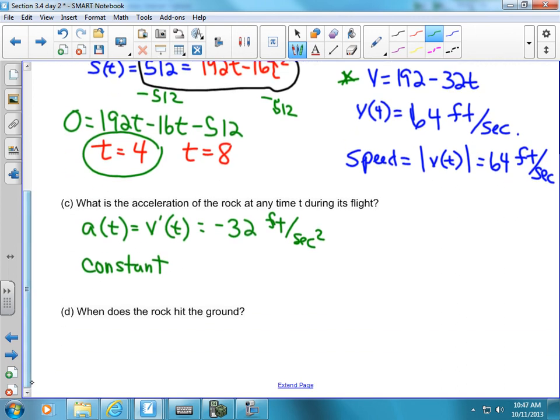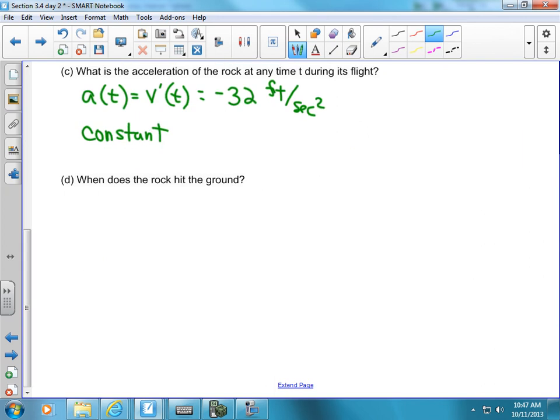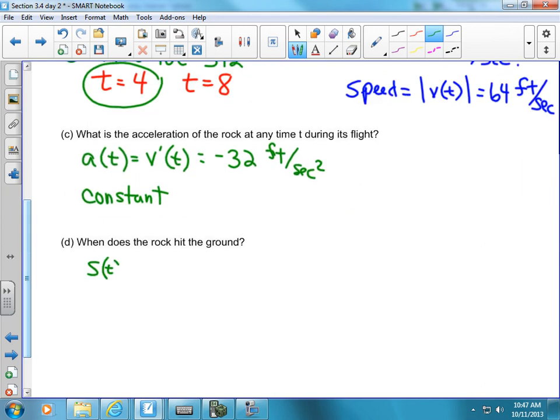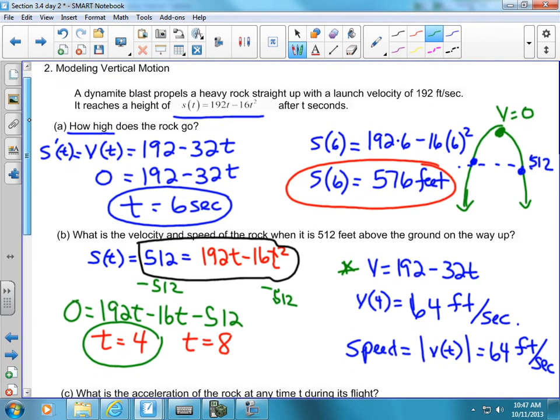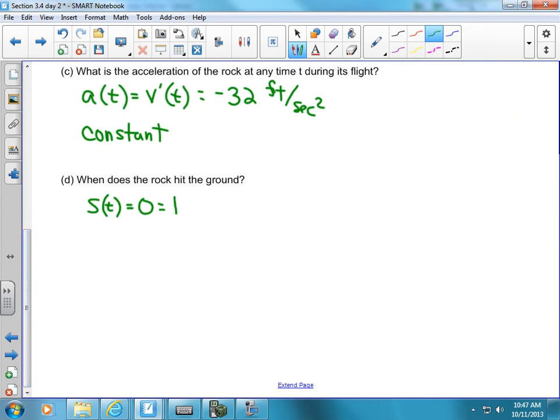All right, when does the rock hit the ground? Now we know that when a rock hits the ground, its position equals 0. So let's set the position equal to 0. That was our original function, and find out what time it hits. 192t minus 16t squared. And so we set that equal to 0. Now, the way you can figure this out is by factoring. You could also put this in your calculator, but let's factor out a t. It's pretty easy to do by hand.